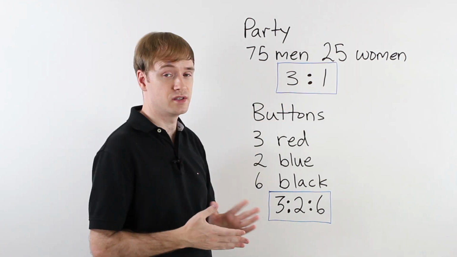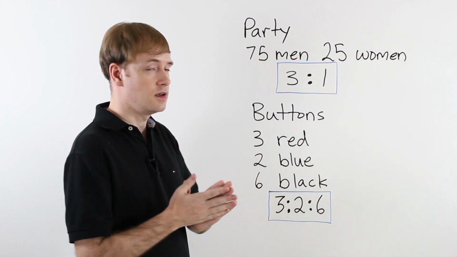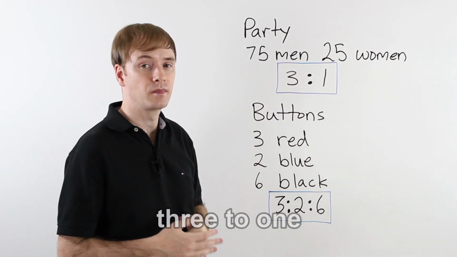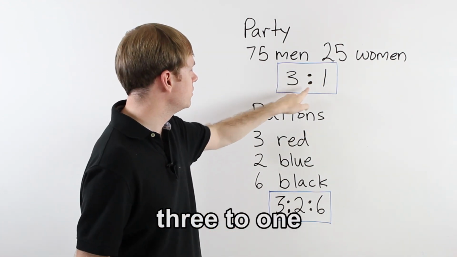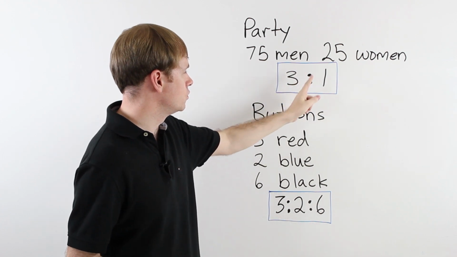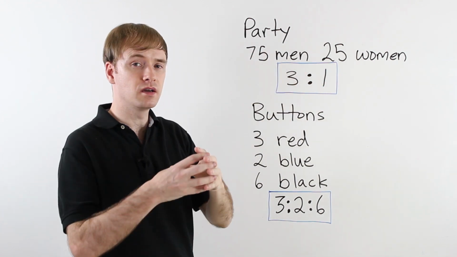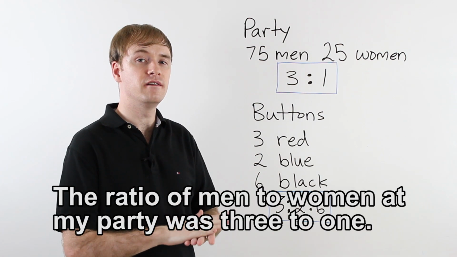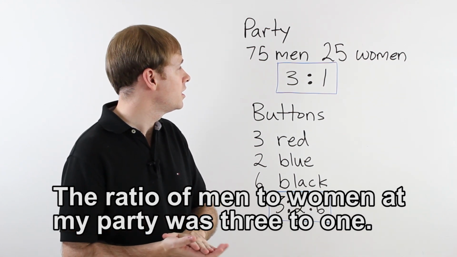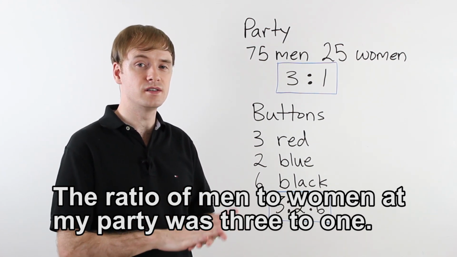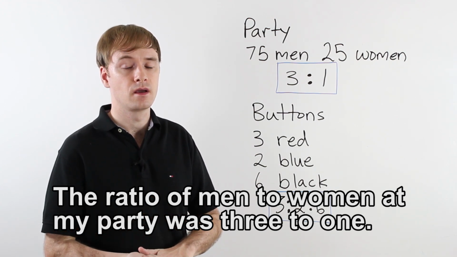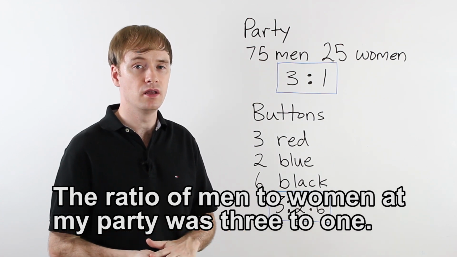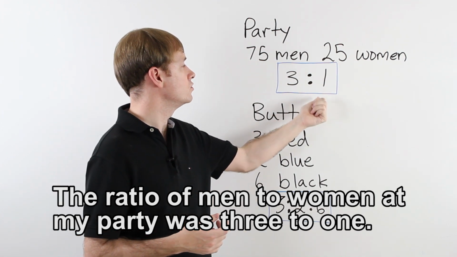So how would I express the ratio? Well, the simple way is just to say 3:1. The colon here, we always say 2. 3:1. But let's make a complete and full sentence. So I would say the ratio of men to women at my party was 3:1.